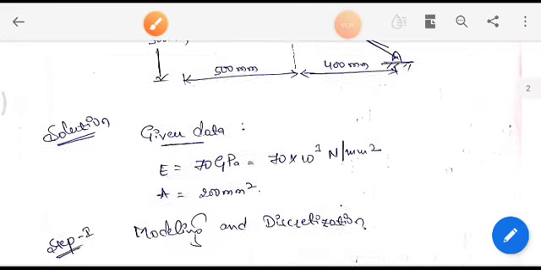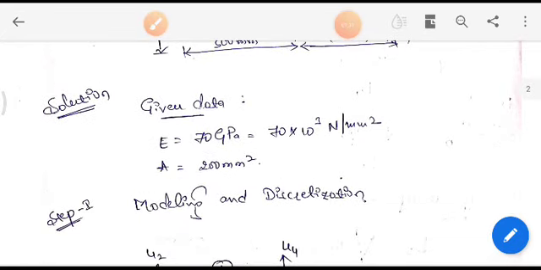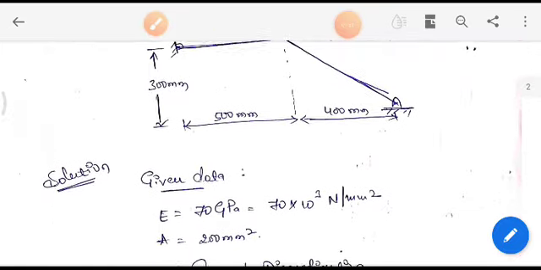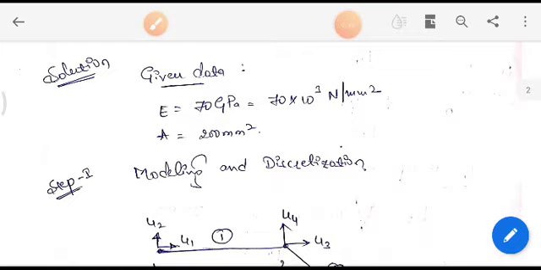Now these are the given data. In the given data, the Young's modulus is 70 gigapascal, which we can write as 70 into 10 raised to 3 Newton per mm square. The cross sectional area of both the elements is 200 mm square.